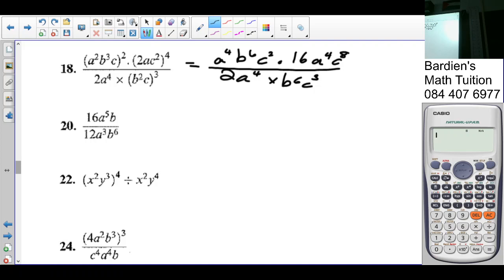I can simplify my numbers then. 2 goes into 2 once. 2 goes into 2 once. 2 goes into 16, 8 times. So that is simply 8. I'm going to multiply the top part here out.